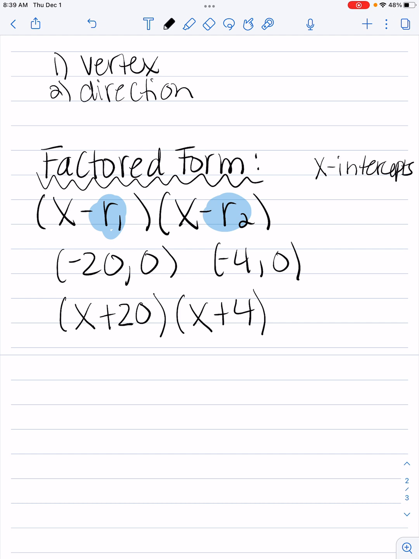And it also will tell us our direction. Okay, so again with direction, if you have a sign out front here, there's a negative here, it's just telling you the direction of your graph. If there's nothing there, that means that it's positive. So you can identify the x-intercepts and the direction from that equation.